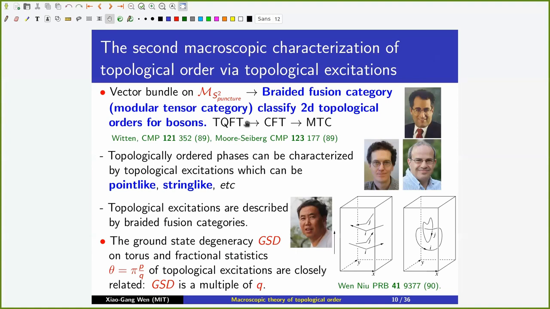So historically, we have this topological field theory, which is kind of like a Ginzburg-Landau theory for topological order. You know, the Ginzburg-Landau theory is for the symmetry breaking phase, and for topological order, there's also a similar Ginzburg-Landau theory. That's like a topological field theory. And in 1989, you know, Witten found that this topological field theory has a very close connection with the conformal field theory.